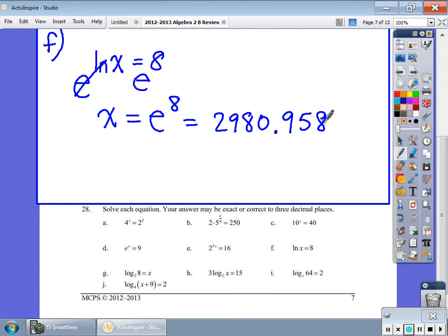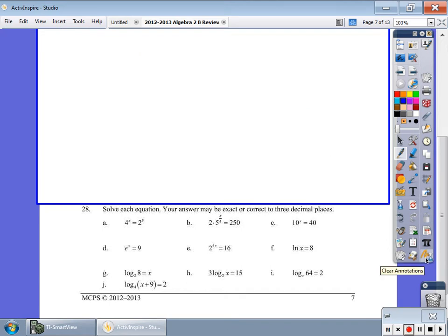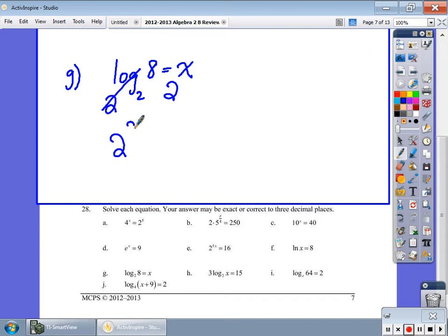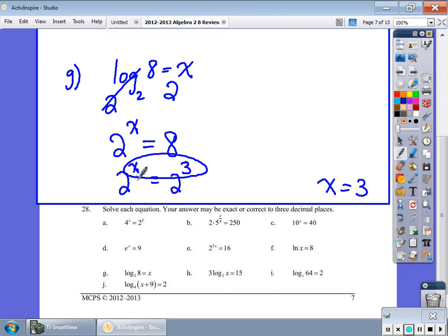Okay, looking at letter G now. For letter G, we have log base 2 of 8 is equal to x. We're going to rewrite in exponential form here. The 2 is gone. So you're asking yourself, 2 to the x is equal to 8. You could sit there and think, okay, 2 raised to what power is 8? Oh, yeah, x is equal to 3. Or if you couldn't do that, 8 can be written as a power of 2. 2 to the x is 8, 2 to the 3rd. And so, since the bases are equal, x must be 3.